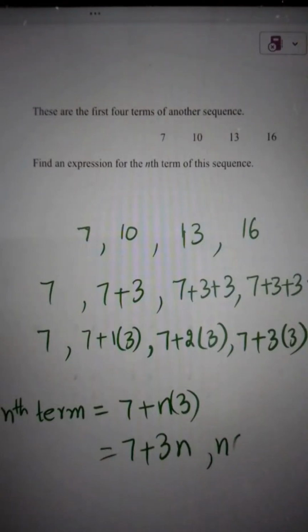N will be a whole number here, right? Whole number means that for the first value, we can substitute 0 here. So we will get 7, the first term. If we put 1, we will get the second term, 7 plus 3. If we put here 2, that will give us the third term. So this is the general term, the nth term of the sequence.